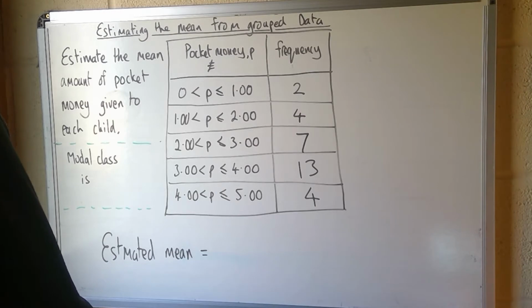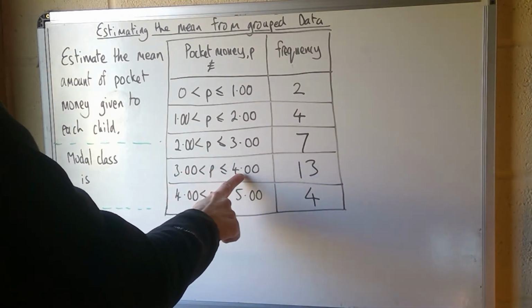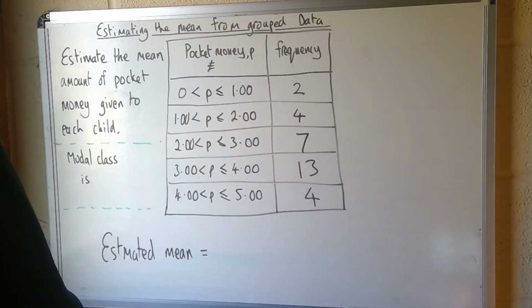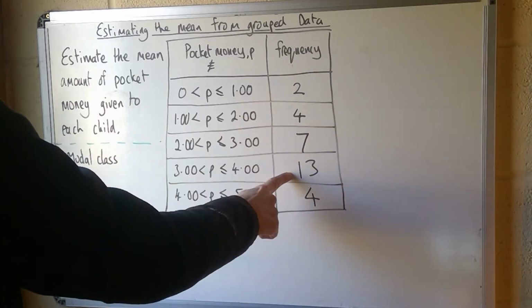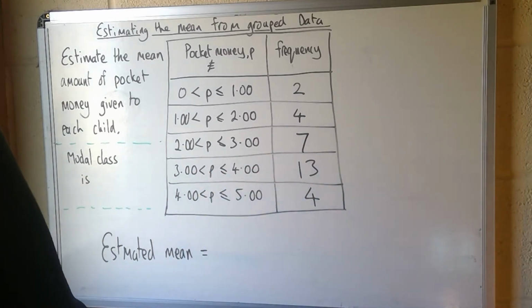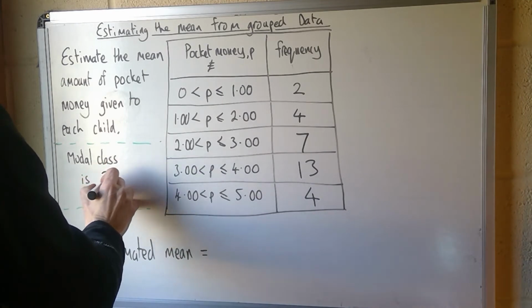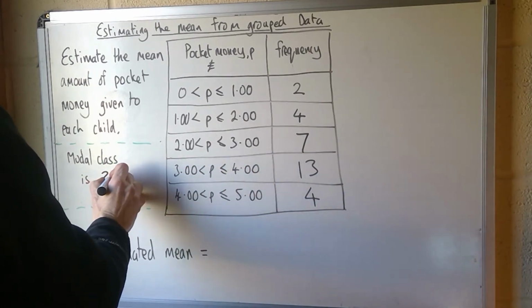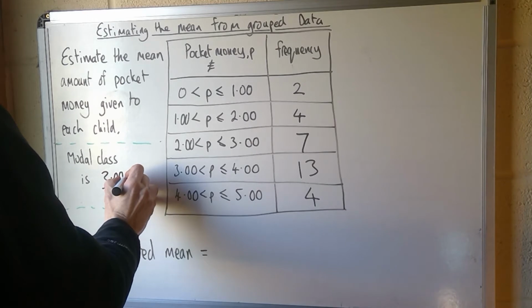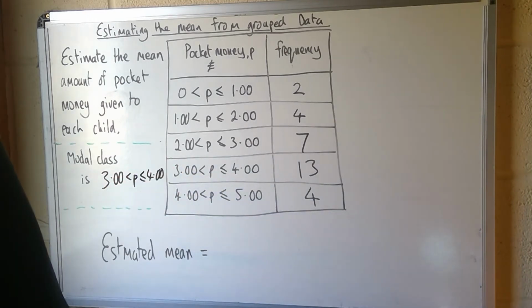So we can see straight away that more students got between £3 and £4 than anything else. So in average we call this the mode, but when it's in a group like this we call it the modal class or the modal group. So the modal class is this class here because there were the most people in there, the highest frequency, so that's between £3 and £4. So we're going to estimate the mean now.